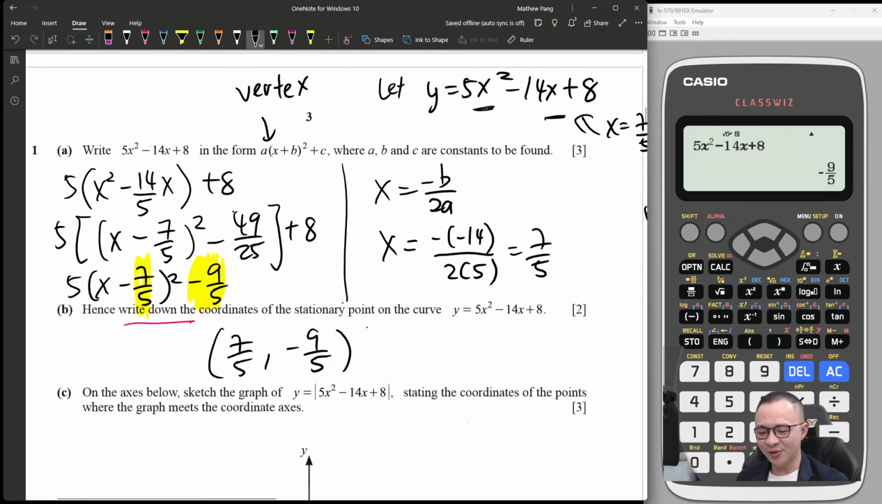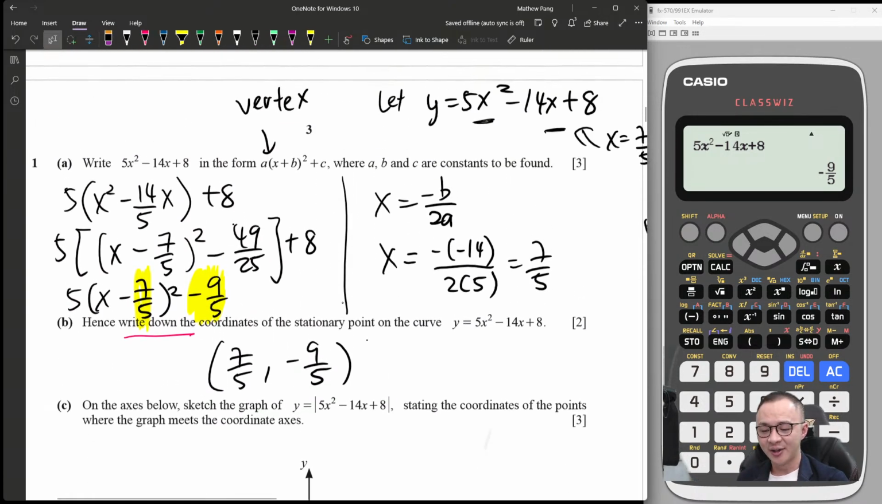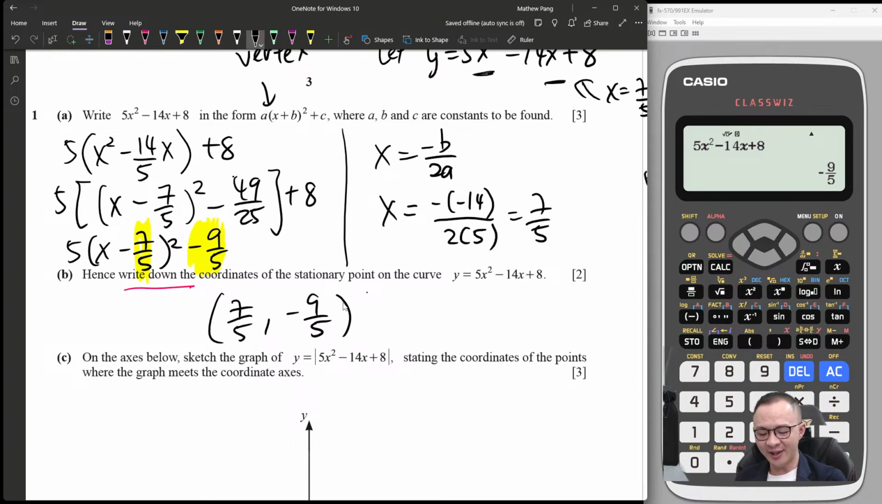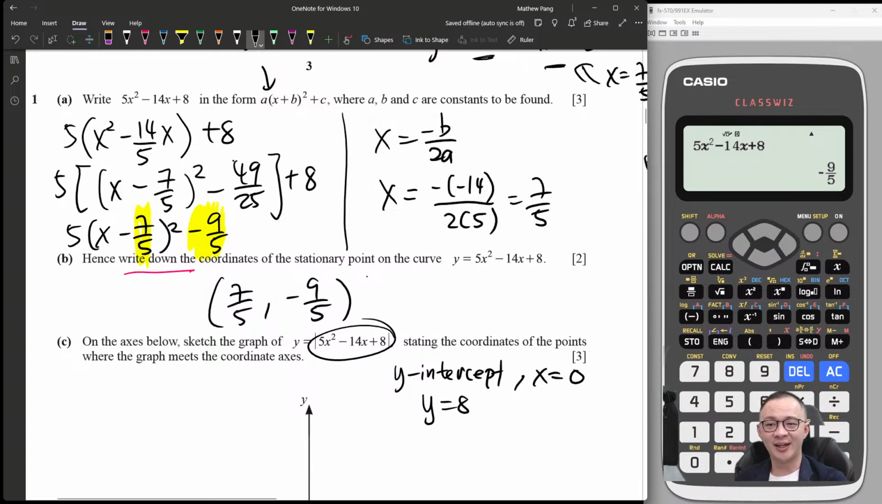Alright, then they ask us to sketch this one. It's not too hard to sketch. First thing is I would like to find my y-intercept. The y-intercept is when x equals 0. If I check my equation, if my x is 0, my y is 8, right? Quite easy, right? Because 5 times 0 squared minus 14 times 0. Then we can easily get 8.